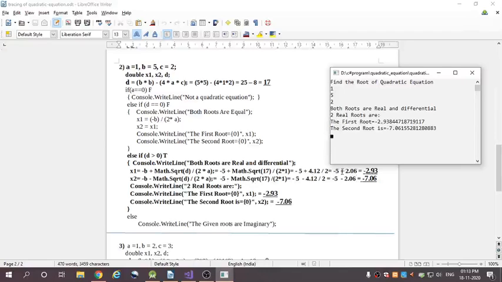So minus 5 plus 2.06, the calculation of this is minus 2.93, and that minus 2.93 will be stored in this x1. After that, x2 is also the same.